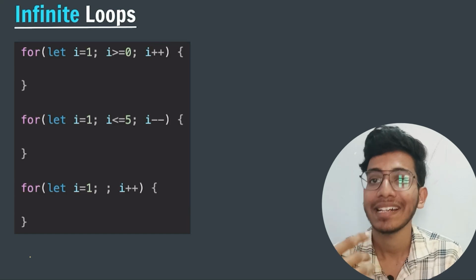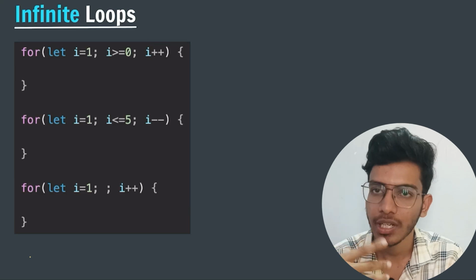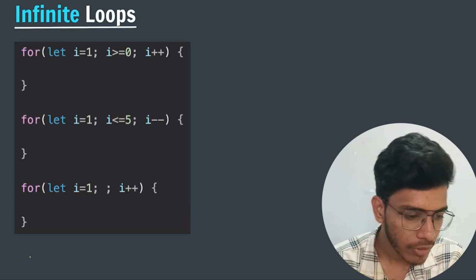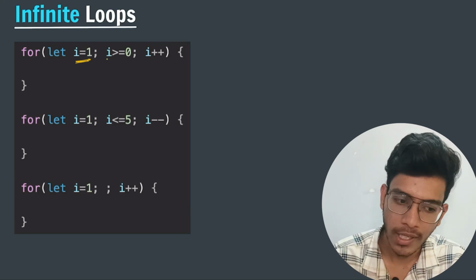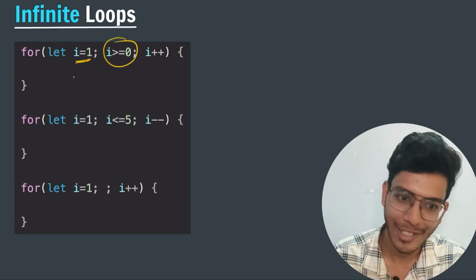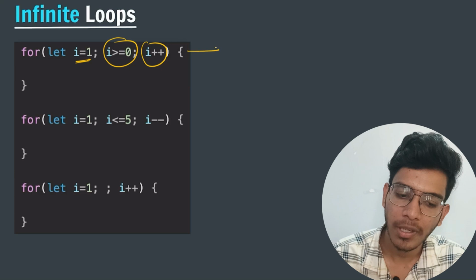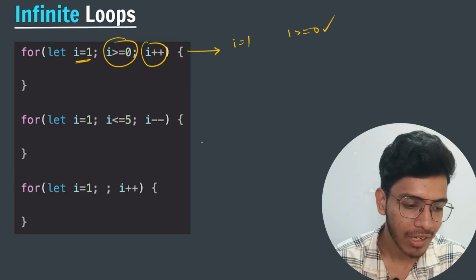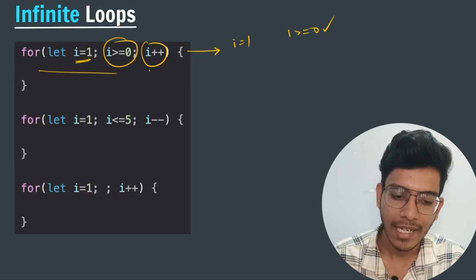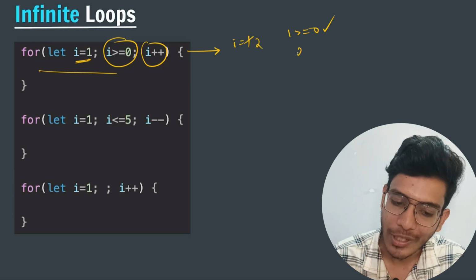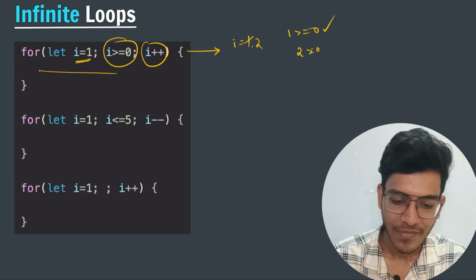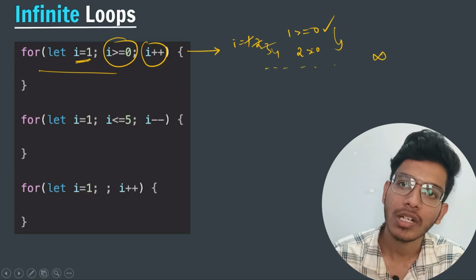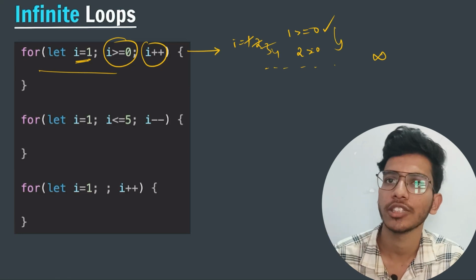Now, an infinite looping condition occurs when the given condition is always true. Here you can see I have given some examples. I have initialized let i equals 1 and i should be greater than or equal to 0, and i plus plus. So in this loop, i is equal to 1. Okay, 1 is greater than or equal to 0. The condition is satisfied. I will come inside the loop, perform the operation, and increment i by 1. Now 2 is also greater than or equal to 0. After 3, after 4, up to infinite times, this loop will continue until your memory is full.